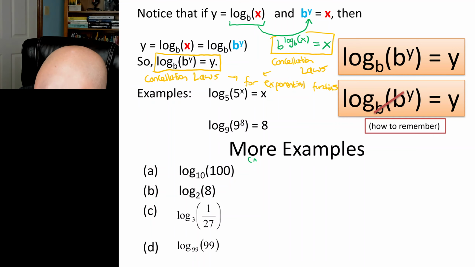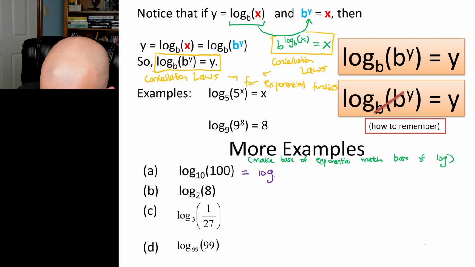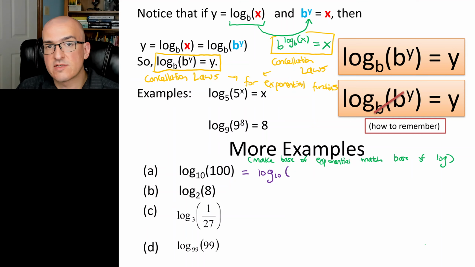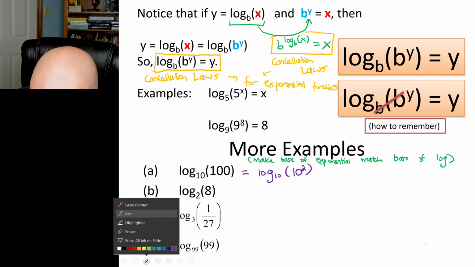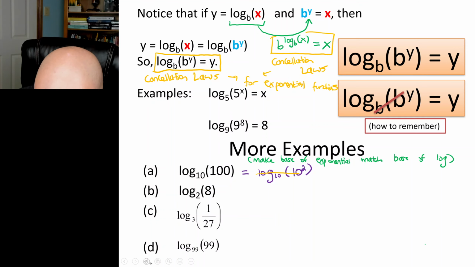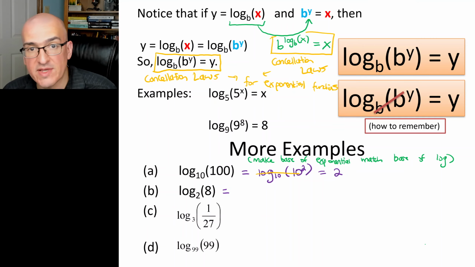So that's what we want to do. We want to make the base of the exponential match the base of the log. So I'm going to say, can I write 100 as 10 to a power? And the answer is yes. I can write it as 10 to the power of 2. Then I can use a cancellation law, and I'll just get the power. I'll get 2. You can type it into a calculator if you want to try it. Make sure you use the correct log button with base 10.